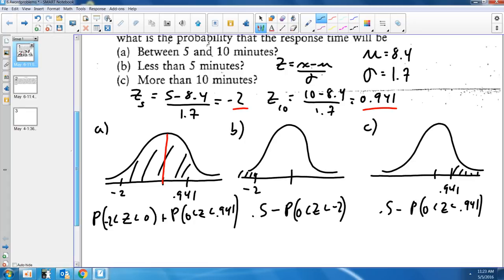Now, when you do this and look it up on a table, you're going to find that this probability is 0.4772 plus 0.3264 is equal to 0.8036, which means, and we want to focus on the meaning of the answer, 80.36% is the chance that when a police call is made, an officer will show up at the door in a matter of 5 to 10 minutes.